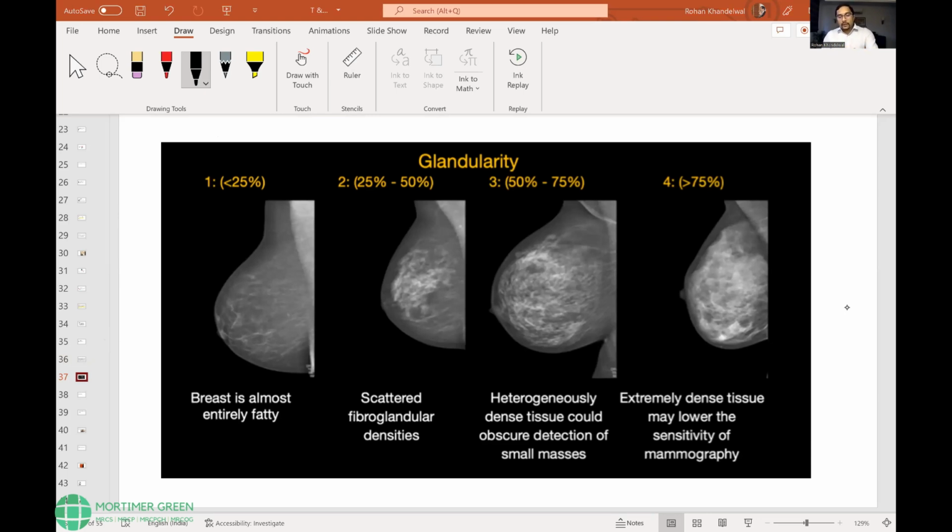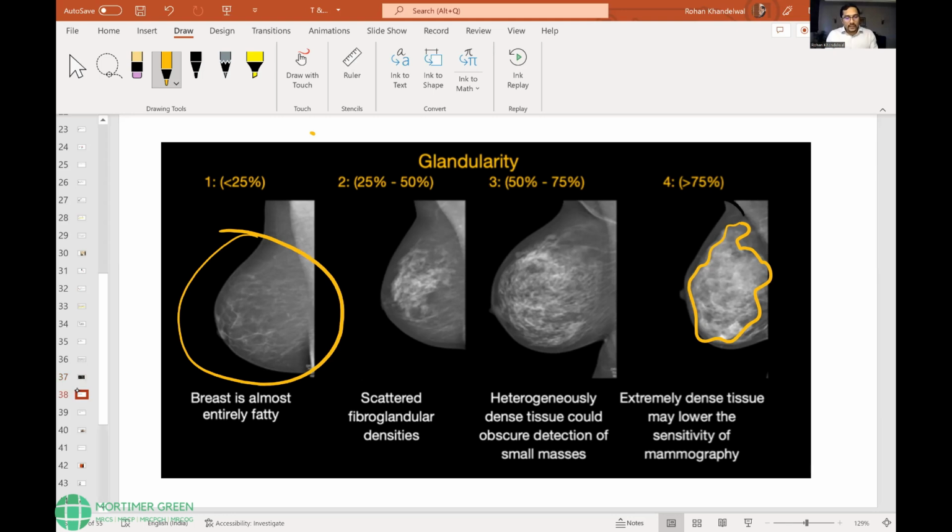What I want you to remember is that extremely dense breasts, where you have a lot of breast tissue, also appear white, and a lump will also appear white. So it will be very difficult for you to differentiate between the two. That is why, as the lady ages and you have a more fatty breast, mammograms become more sensitive.